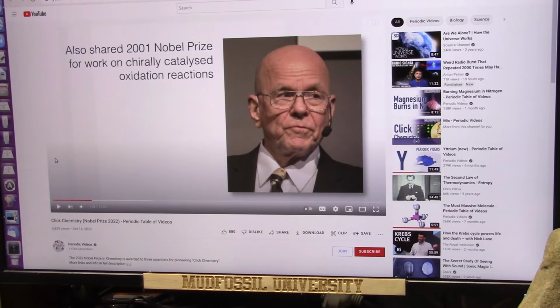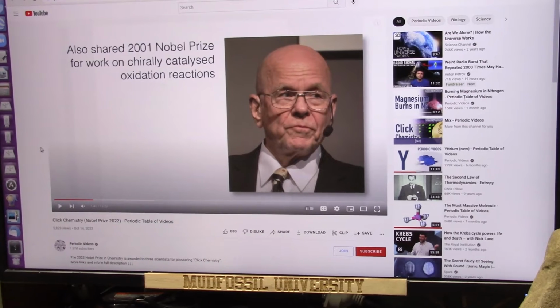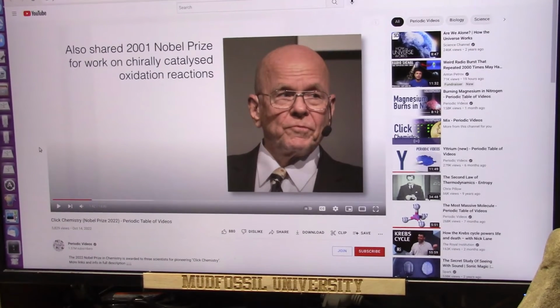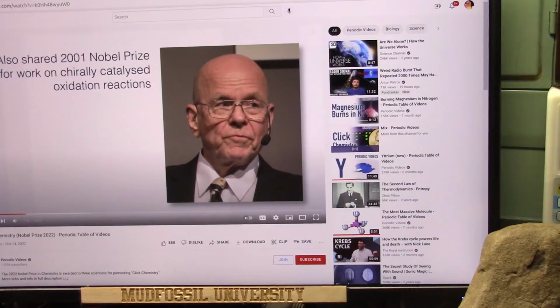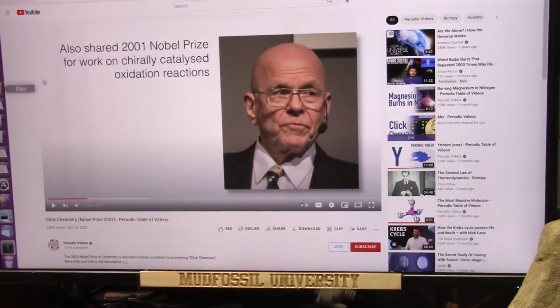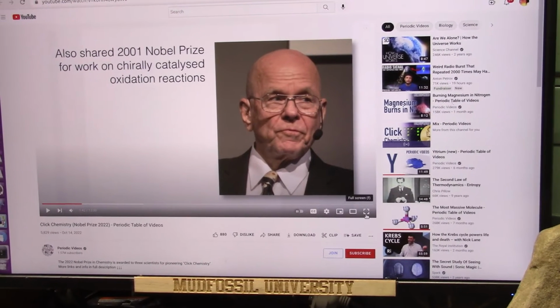All right, so that's why this is so interesting, because he worked on oxidation states too. And now they're talking about the periodic table and this click chemistry. And until they realize that the molecules that they're looking at are not made out of big gigantic plus protons and little tiny negative electrons. They're made out of dipoles. And until they realize that, I don't care how many Nobel Prizes you give them, it's never going to be right.